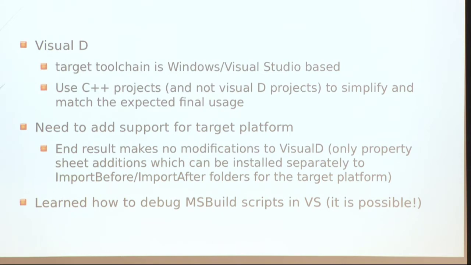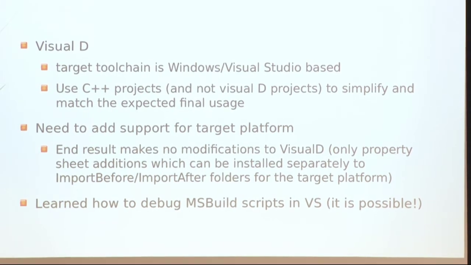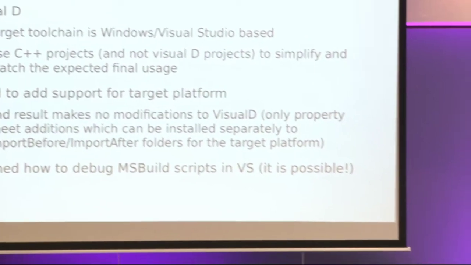I also needed to add the support for the target platform in Visual D, and it actually turned out that it's not that complicated. The end result makes no modifications to Visual D. It's just additional property sheets which can be installed separately. I also decided to use C++ projects, which is something we are used to, and mix D files inside. This also corresponds to the expected final usage, so it makes sense for us. So with the compiler and the development environment ready, it was time to start porting the runtime.